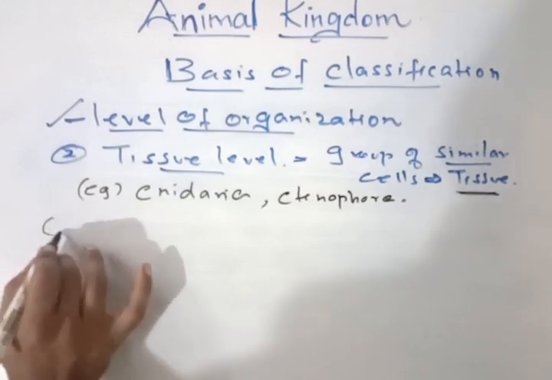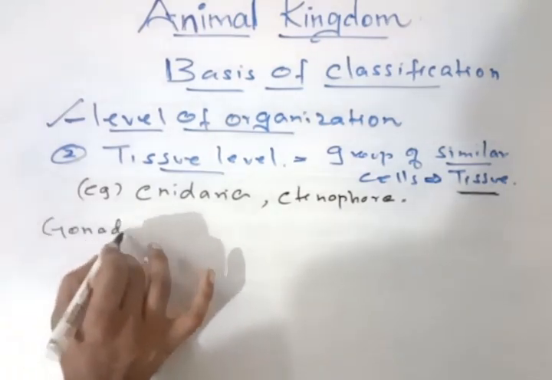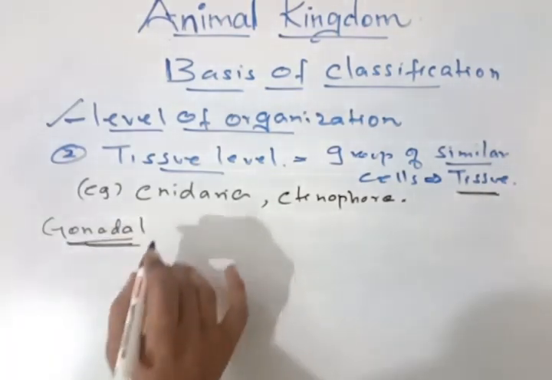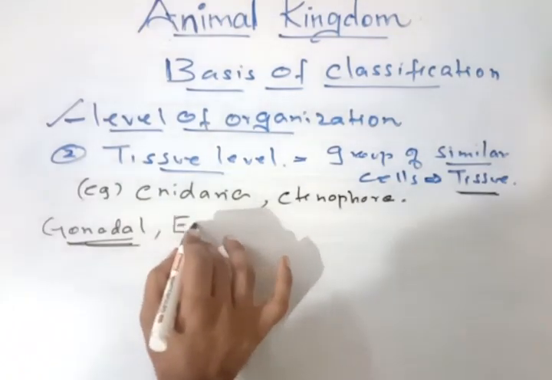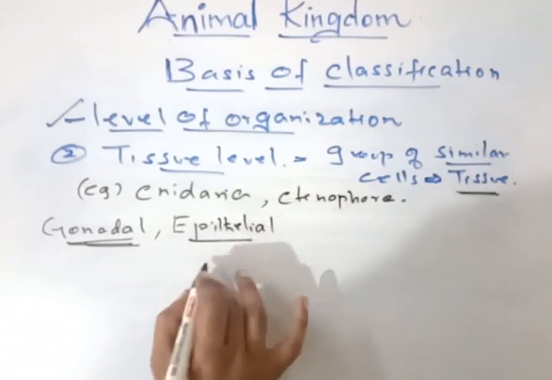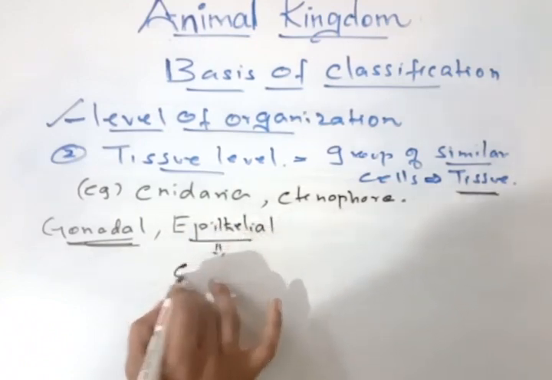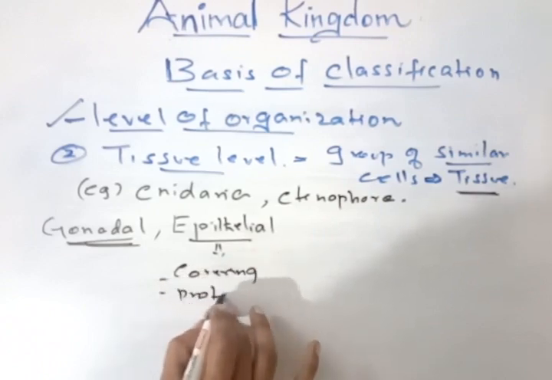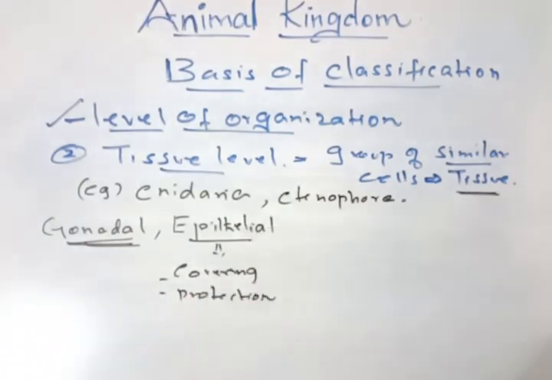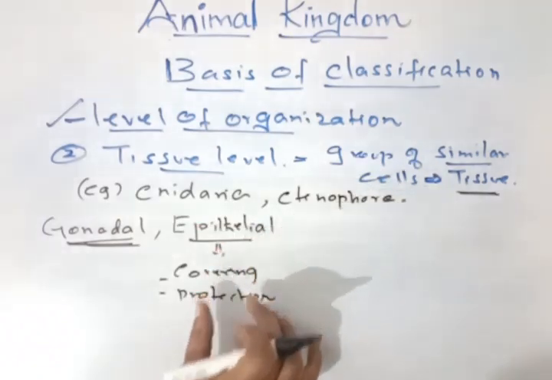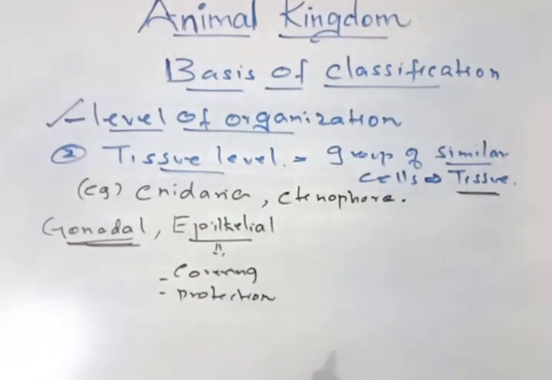We will have gonadal tissue. This is an example of tissues. Gonadal tissue means reproductive tissue. Then you will have epithelial tissue. What is epithelial tissue? It is covering the body, giving a kind of protection to the body. So in epithelial tissue you will find all the similar cells which cover the body and give protection. All the reproductive tissues come under the gonadal tissues.